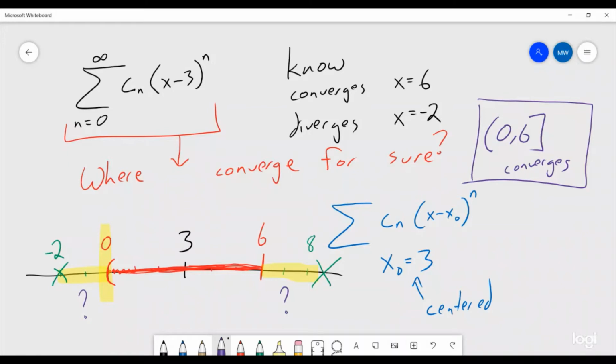We know that past 2 and past 8, it definitely does not converge. But between -2 and 0 and between 6 and 8, we just don't know. We would need to be able to know a little bit more to know if it would converge there or not.